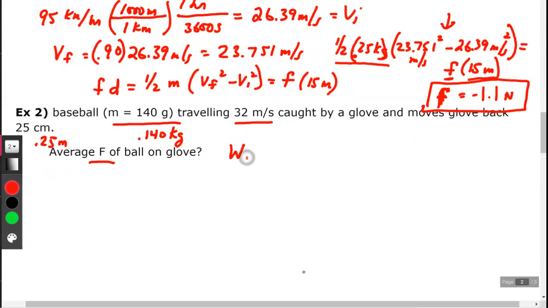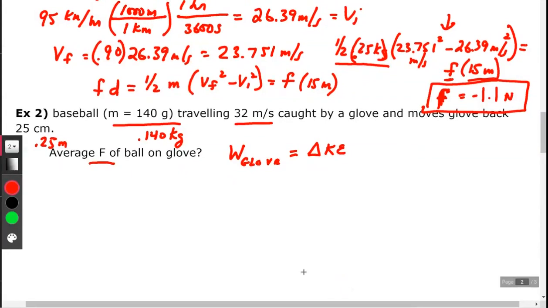The work of the glove will do what? Will it change the kinetic energy of the ball? So what is the average force of the ball in the glove? Force of the glove, call it F, well, let's not call it F sub G, that's confusing. So the force of the glove times the distance the glove moved, that's the work of the glove, will equal the change in kinetic energy.